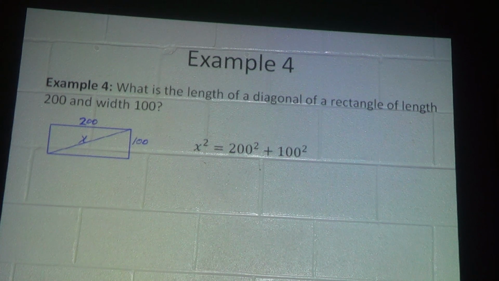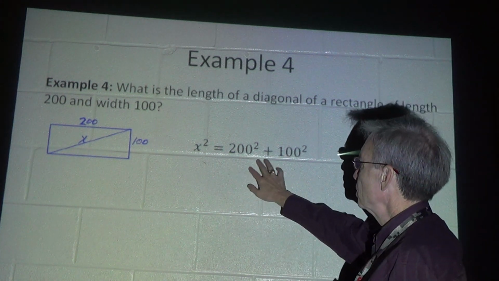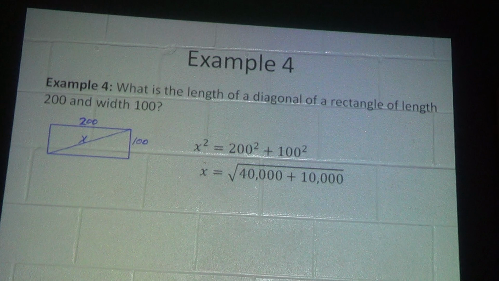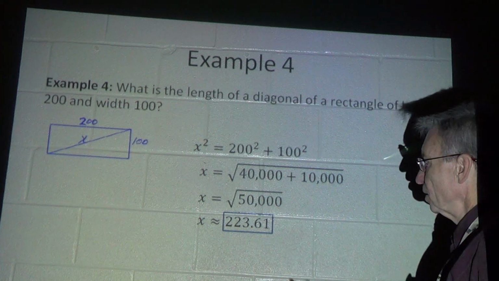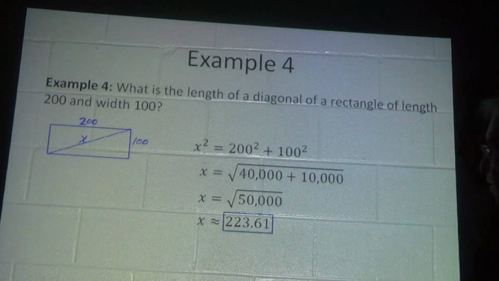Okay, so this gives us x squared is equal to 200 squared plus 100 squared. So x is equal to the square root of 40,000 plus 10,000. X then is equal to the square root of 50,000 when we combine. Take the square root of that, and the decimal approximation is 223.61.